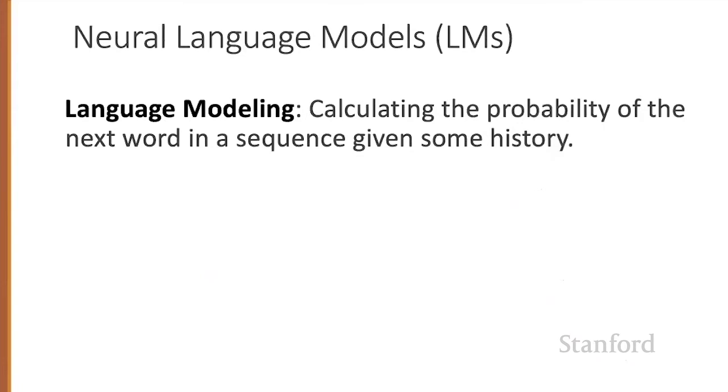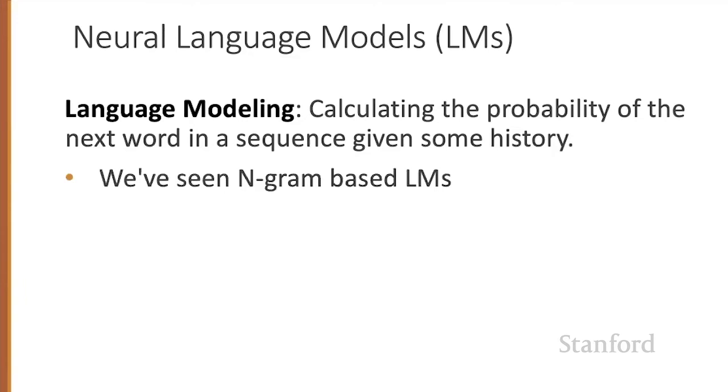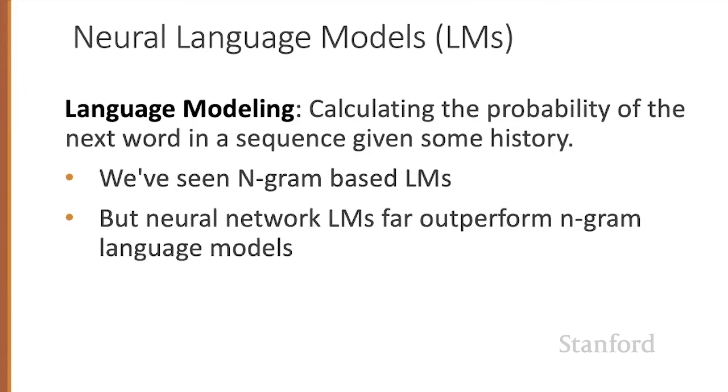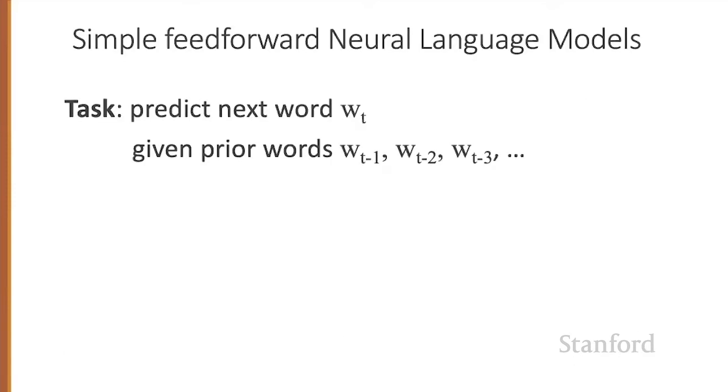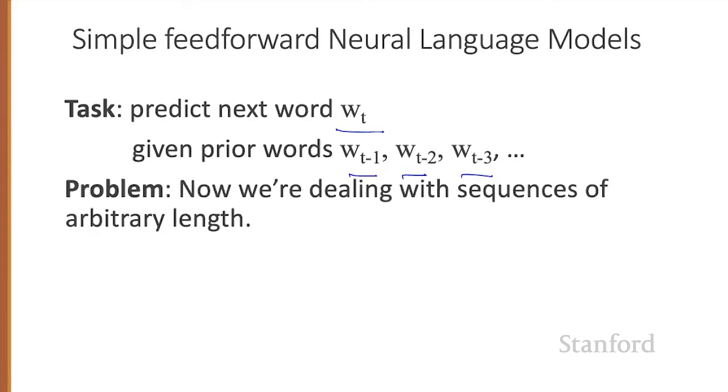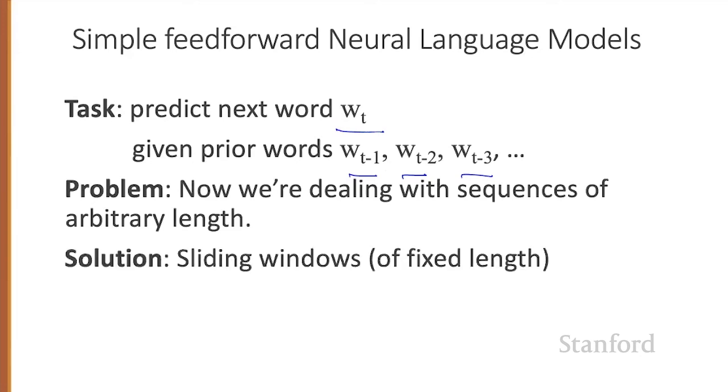Let's now turn to the language modeling task. Recall that the task of language modeling is to calculate the probability of the next word in a sequence given some history. And we've seen n-gram-based language models. It turns out that neural network language models far outperform n-gram language models. Now, the state-of-the-art neural language models are based on more powerful technology like transformers, but simple feedforward language models can do almost as well. Let's see how. Recall that the task of a language model is to predict the next word w sub t, given the prior words w sub t minus 1, w sub t minus 2, w sub t minus 3, and so on. This, of course, leads to a problem. We're dealing with sequences of arbitrary length. A simple solution for feedforward language models is to use sliding windows, fixed length windows.